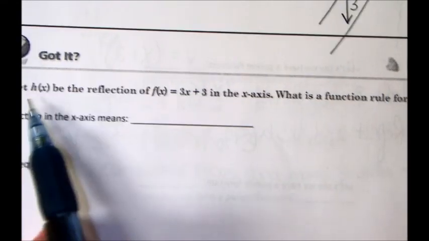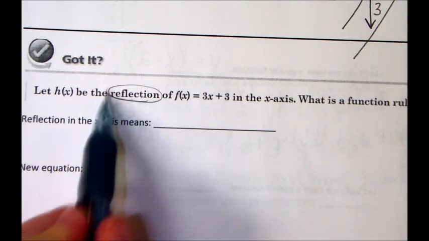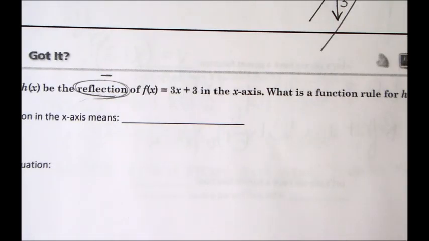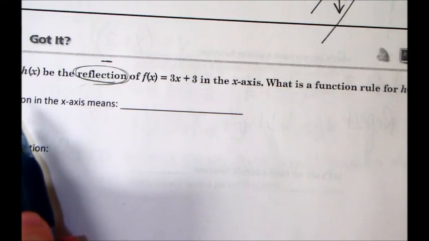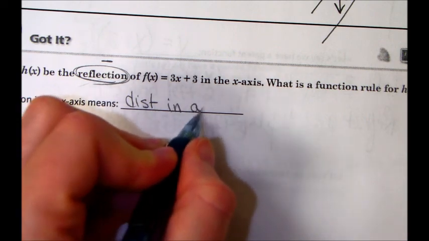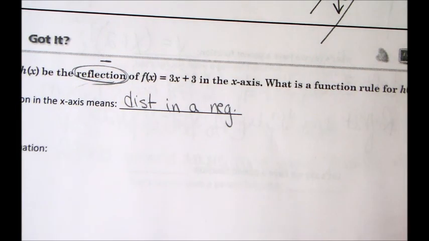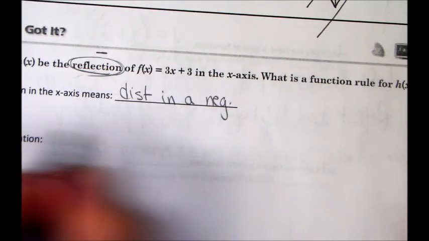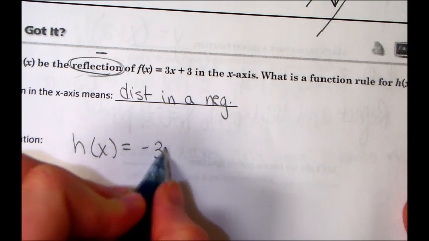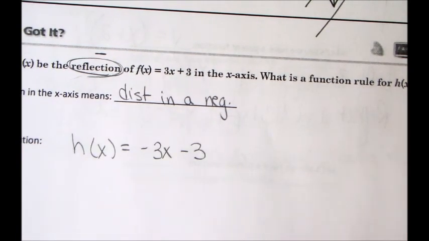Okay, now we have this new equation. It says h of x is going to be the reflection, that means make it negative, of 3x plus 3 in the x-axis. What is the new function rule? So reflection in the x-axis means distribute in a negative. Okay? So we are just going to make that h of x equals negative 3x minus 3. So both values would change. Next page.